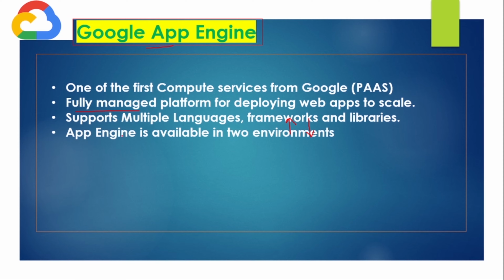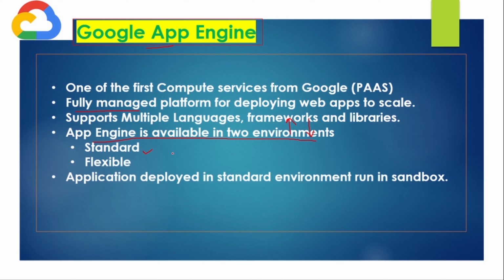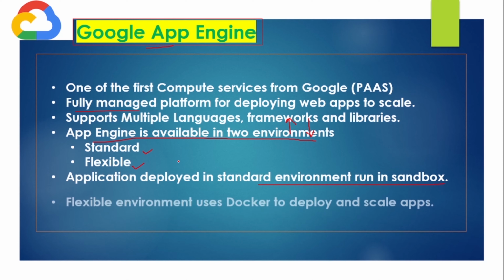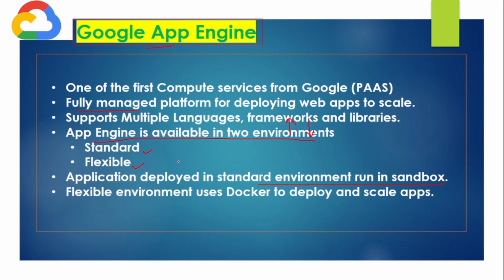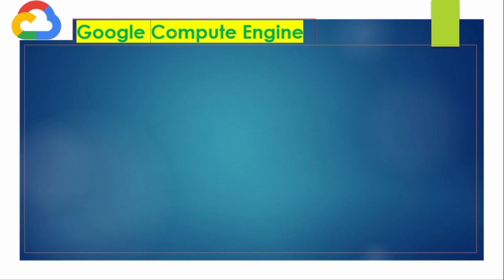App Engine is available in two environments, standard and flexible, right? When you deploy your code on the standard environment, it runs in a sandbox, and you don't have much control over your code. Whereas if you choose the flexible environment, you have more control over your code. You can choose the dependencies that you want. Basically, this uses Docker to deploy and scale the apps, right? Now let's have a closer look into Compute Engine.